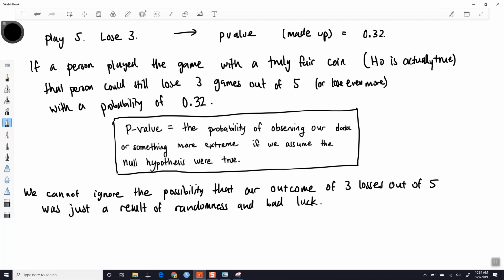Now, does this prove that the game is actually fair? So right now we say we don't have evidence that the game is rigged, okay? Playing 5 games and losing 3 does not provide evidence that the game has been rigged against us. Okay? At the same time, does it prove that the game operators are running a fair operation?